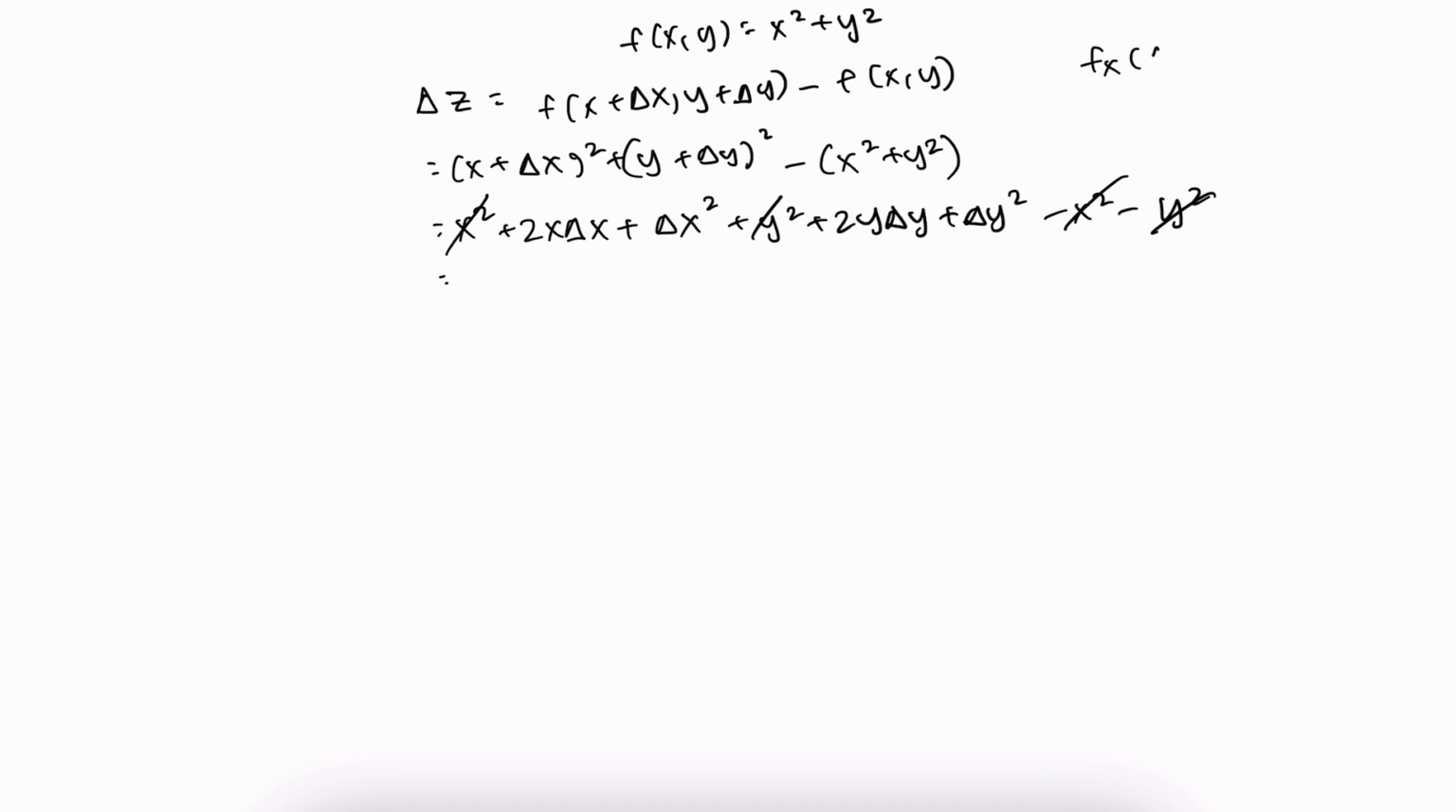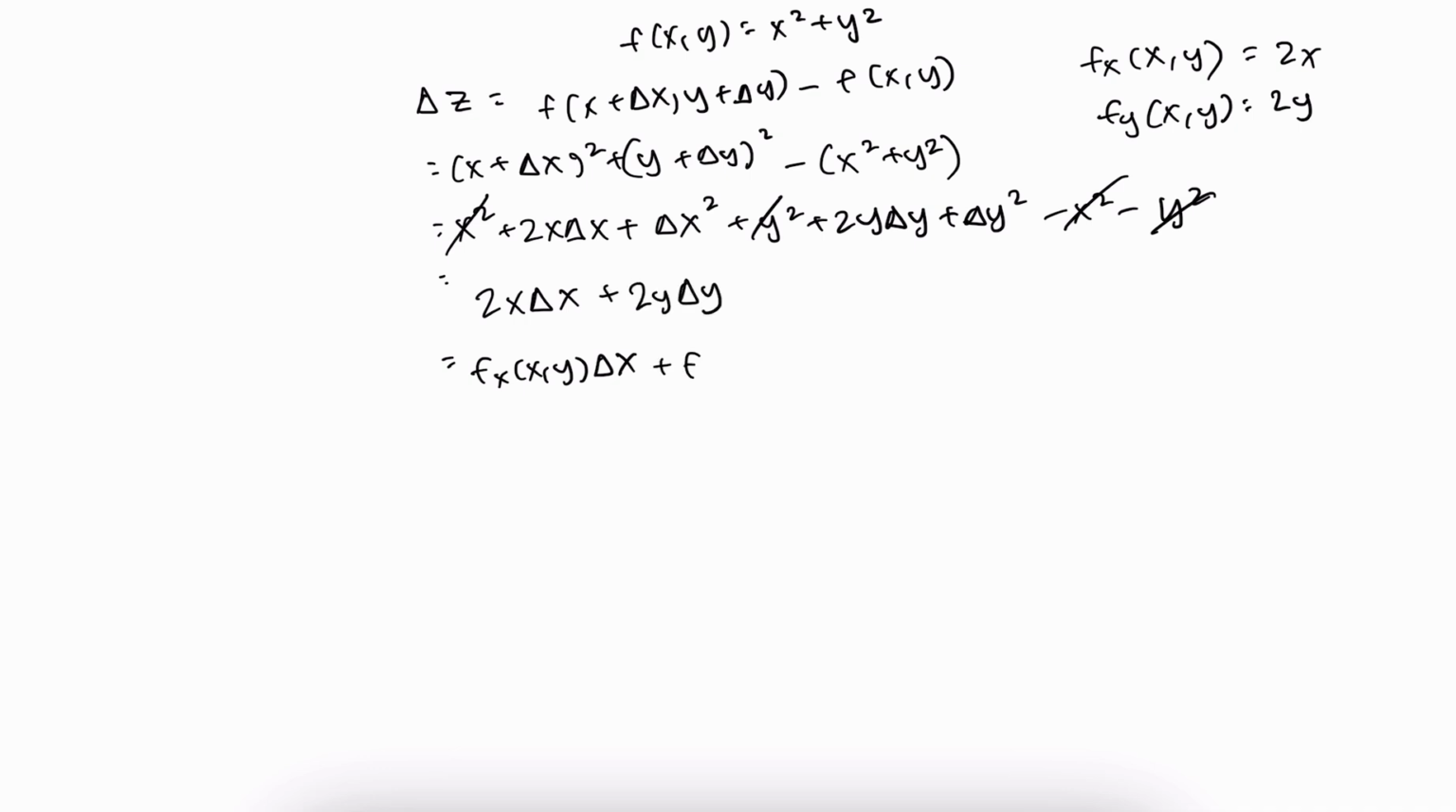Again, looking back at what we want to write this into, we know that the partial derivative with respect to x is 2x. So we're just going to write it first here, because this is part of the expression we're turning it into. And then the partial derivative with respect to y is 2y. So we write that next, because you see here it's following the format very nicely. And now all we have left is delta x squared and delta y squared.